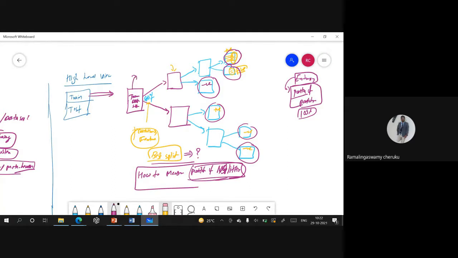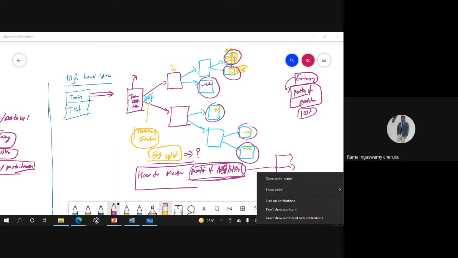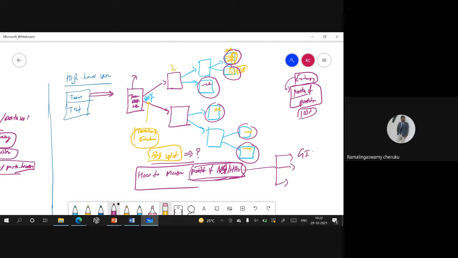Suppose, so there are three such measures. Of course, not only three. For the discussion, I have taken only three. Gini index, and the other one is an entropy-based measure called information gain, and gain ratio. So there are three performance measures that will measure the purity of your node, that will help us to identify the best split.